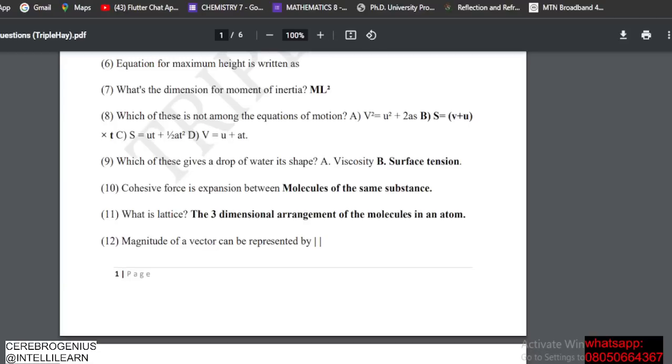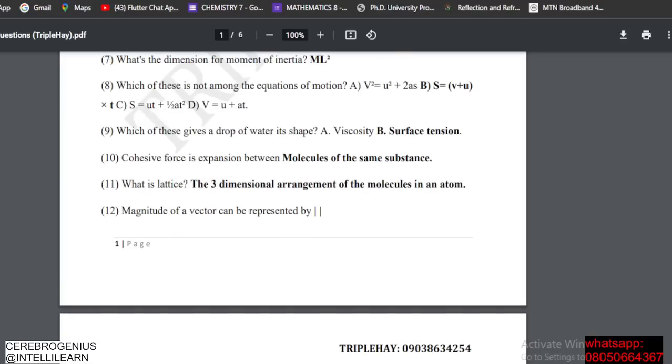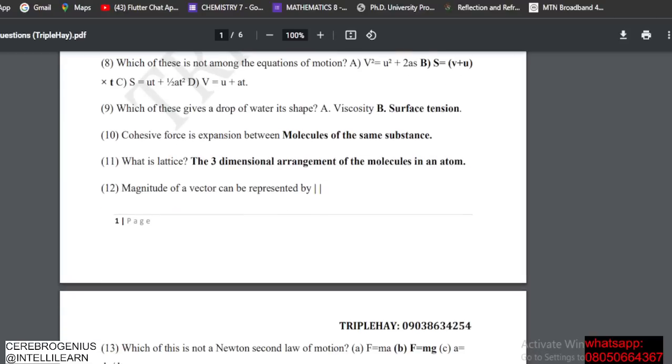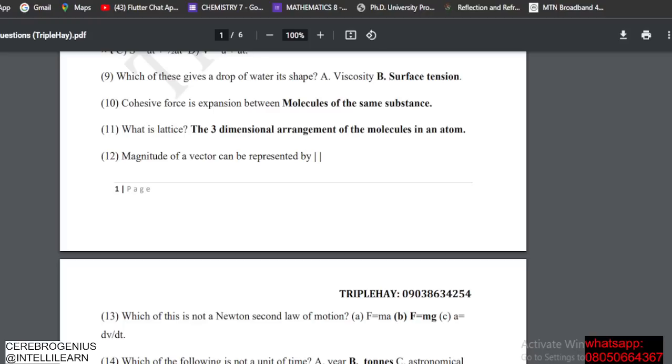So which of these gives a water droplet its shape? The answer is surface tension. Cohesive force is an expansion between molecules of the same substance. This should actually be cohesive force is attraction between molecules of the same substance. That's the answer, not expansion. So what is lattice? Lattice is actually the three-dimensional arrangement of molecules in an atom. The arrangement is usually regular in crystalline substances.